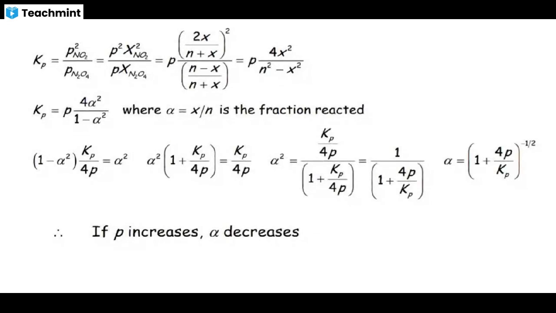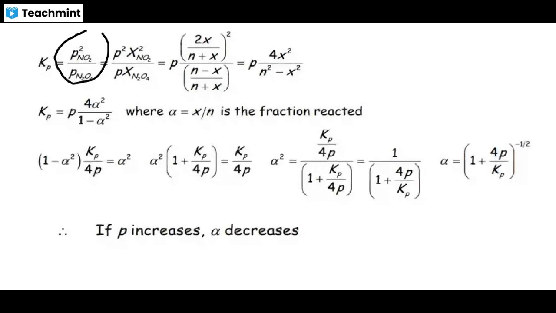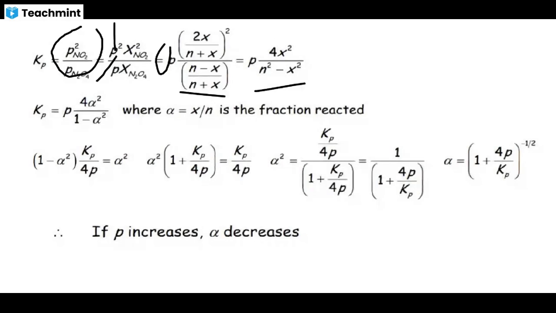The equilibrium constant is the partial pressure of NO2 squared divided by the partial pressure of N2O4. Partial pressure is the total pressure times the mole fraction. The P into P cancels out, and if you solve it you get this answer. Take alpha equal to x by n, and it is just mathematics.